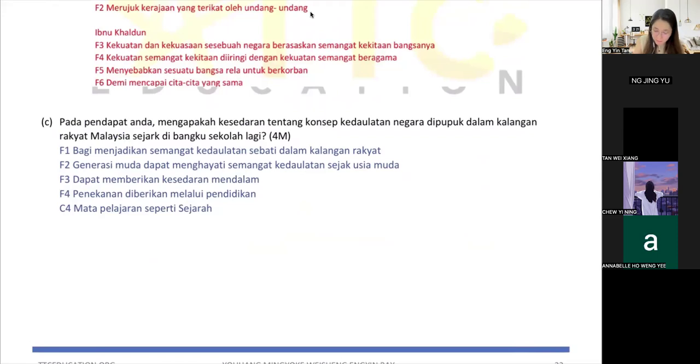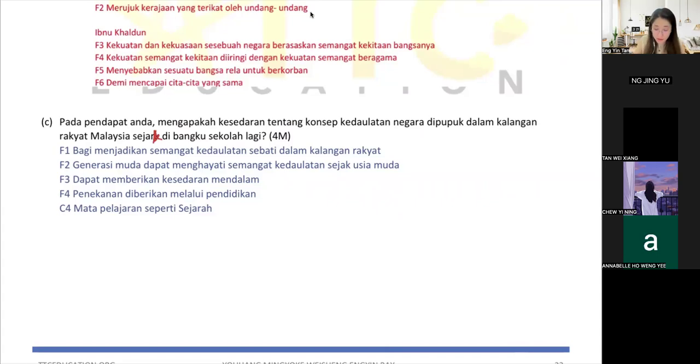Okay? So, everybody, what happened here is, they're asking you, in your opinion, mengapa kesedaran tentang konsep kedaulatan negara dipupuk dalam kalangan rakyat Malaysia sejak bangku sekolah lagi. Why do we need to have this concept of kedaulatan since we are at school? When they need to teach you all these concepts when you are at school.